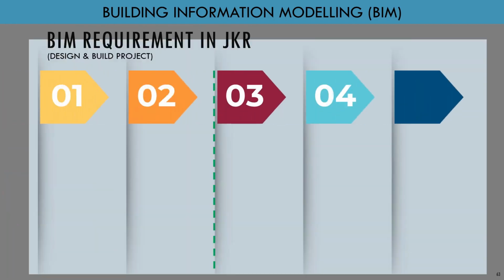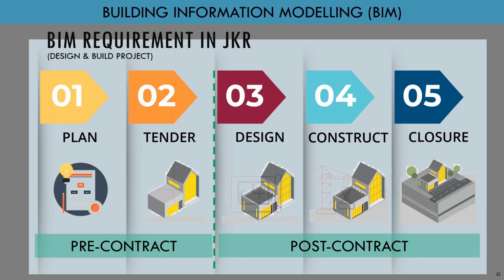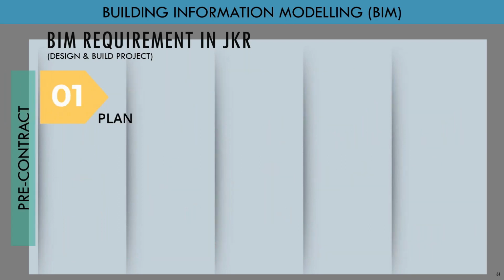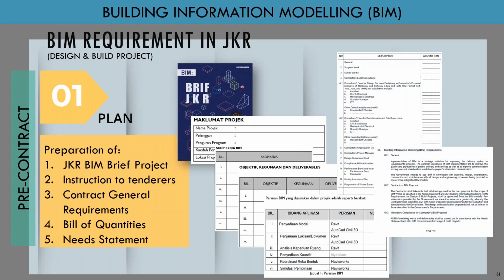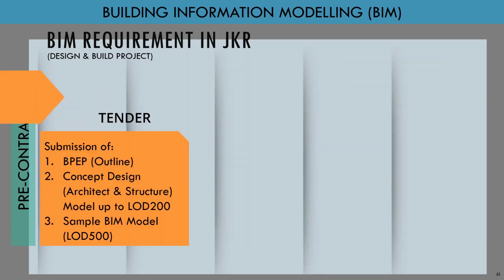So the phases will be the same, but it will start from plan, tender, and then design, construct, and closure. For the planning phase, same goes. The JKR will put all the scope of BIM by using the JKR project brief. They will put all the scope, what needs to be included, and then the instruction to tenderers, contract general BIM requirement, CGR, bill of quantities, and the need statement.